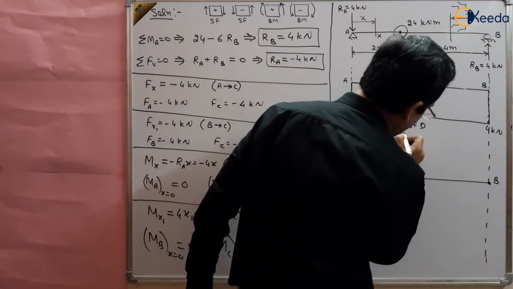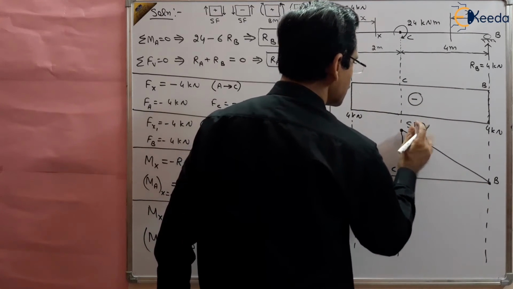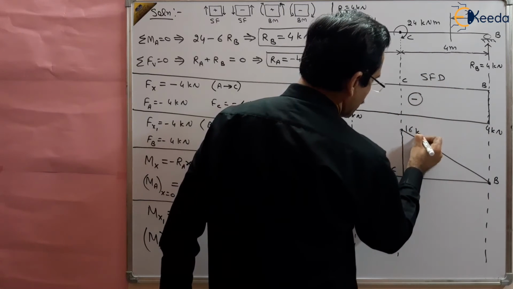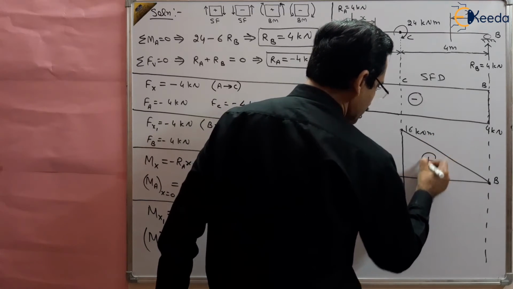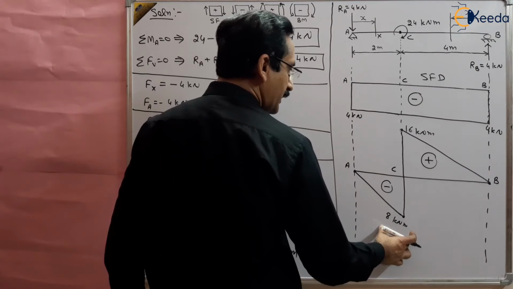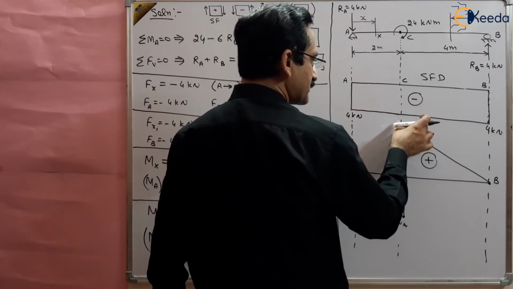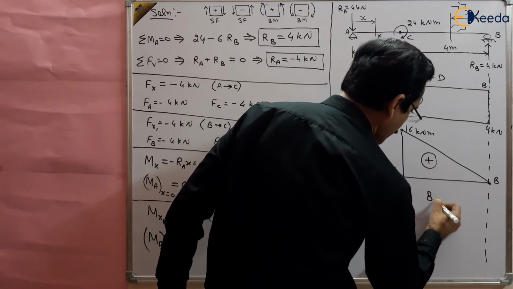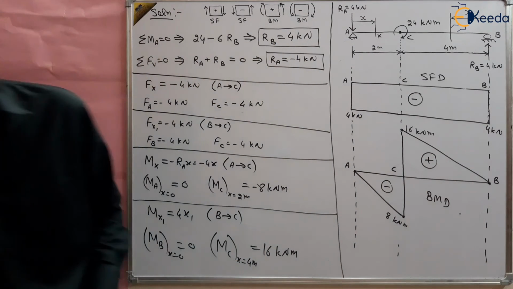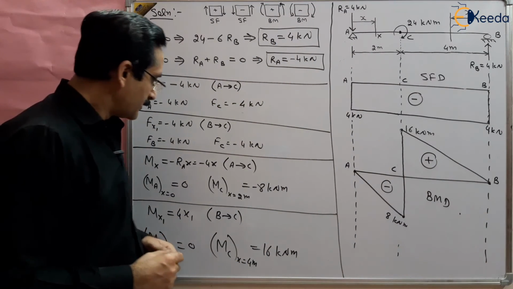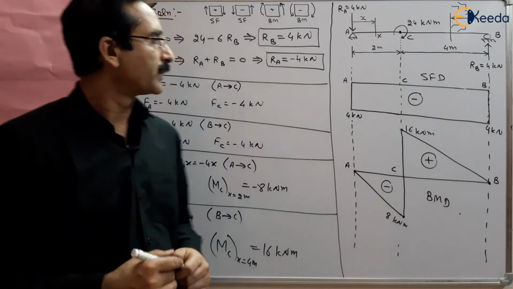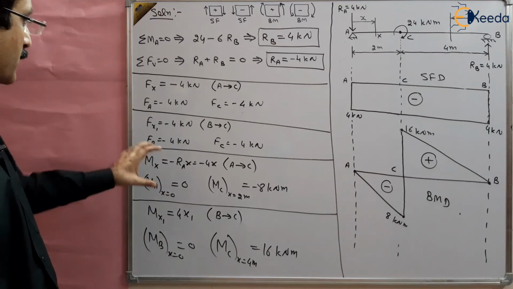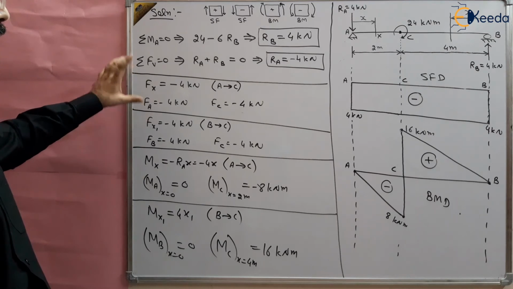And then linear variation to 16, this is 16 kilonewton meter, from negative to positive. So there is an abrupt change from minus 8 kilonewton meter to positive 16 kilonewton meter. This is the shear force diagram, and this is the bending moment diagram. So this is how we can draw the shear force diagram and bending moment diagram using the concept of moment at any section and shear force at any section.